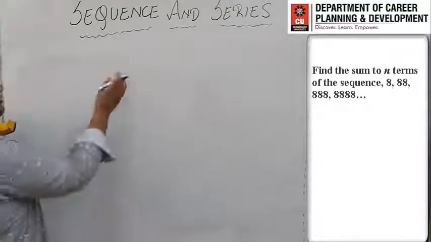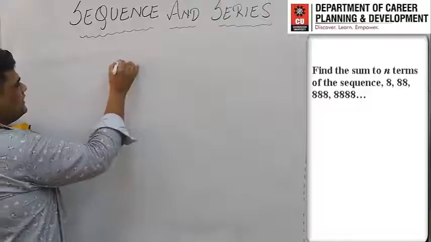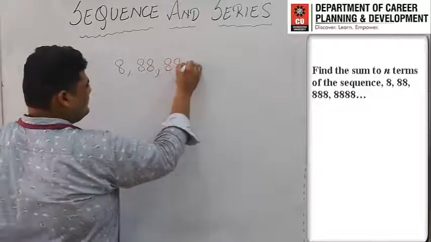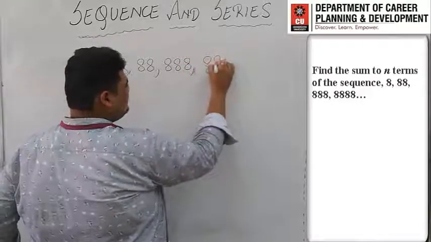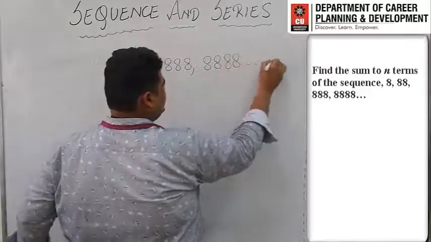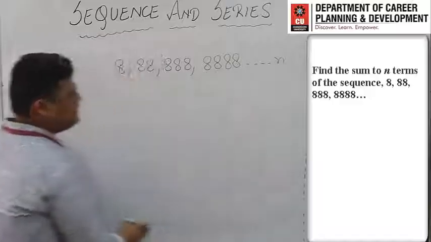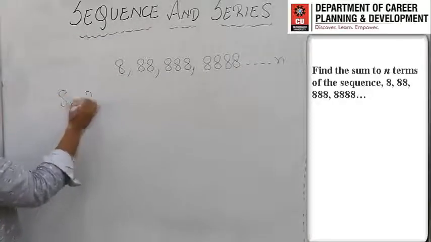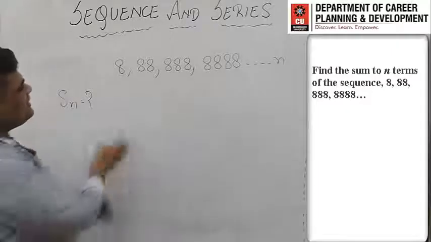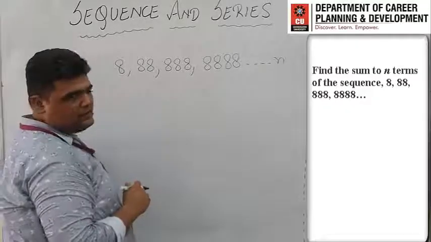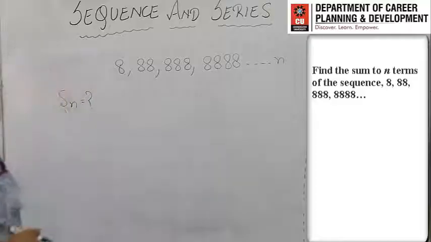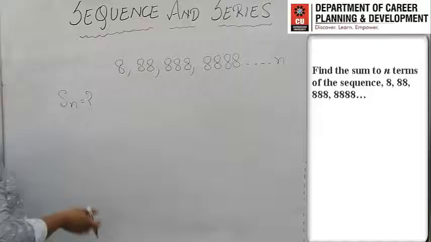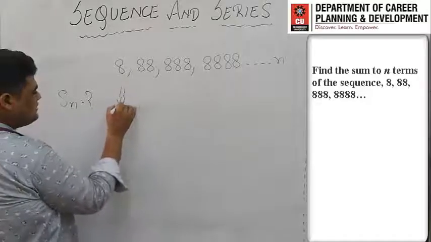Question is, find the sum of n terms of the series 8, 88, 888, then 8888, continuously till n times. Total n number of terms, you have to find the sum of n terms. Now this series is neither in GP nor in any other progression. But we can convert this series into a geometric progression. Let us see how to convert this series.